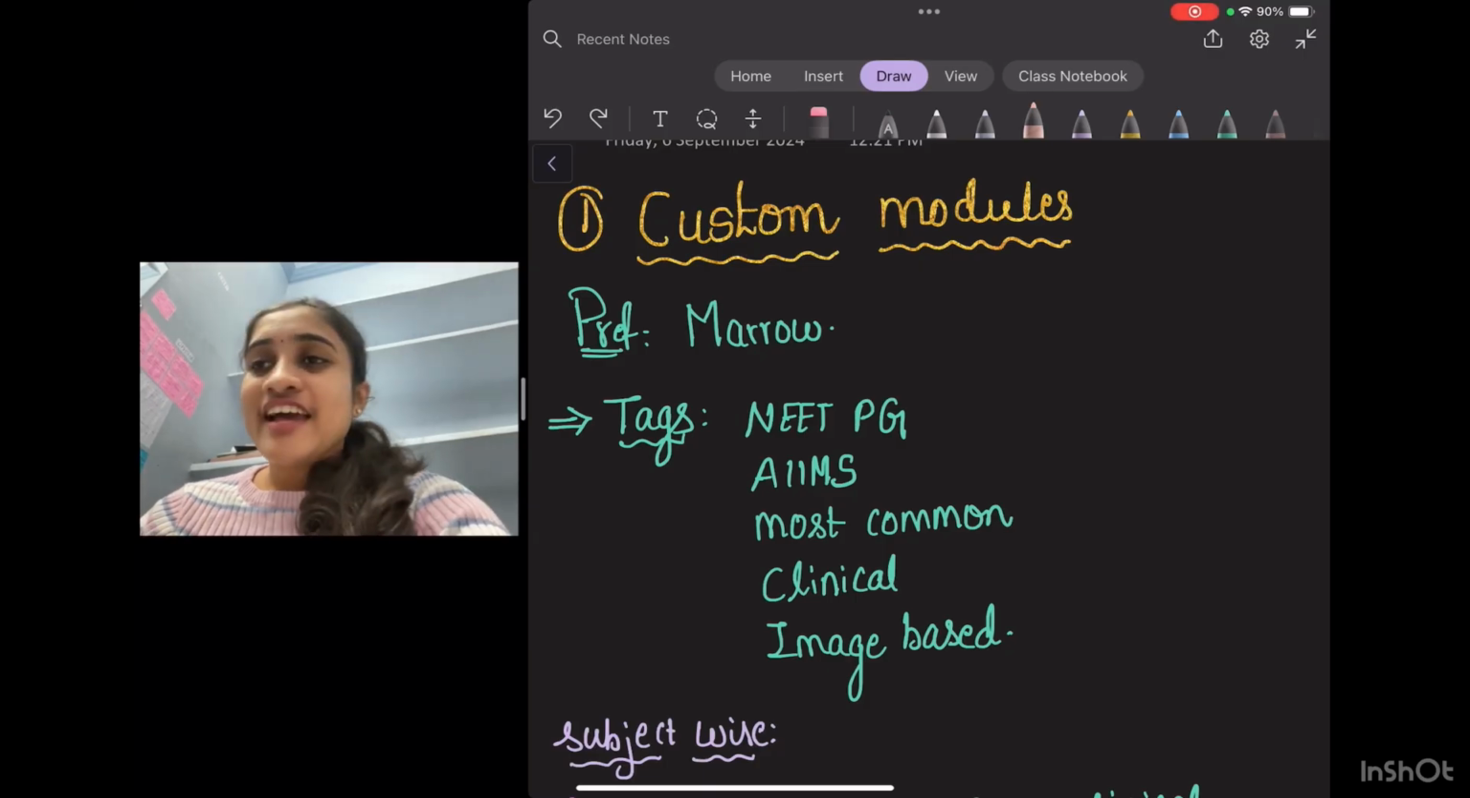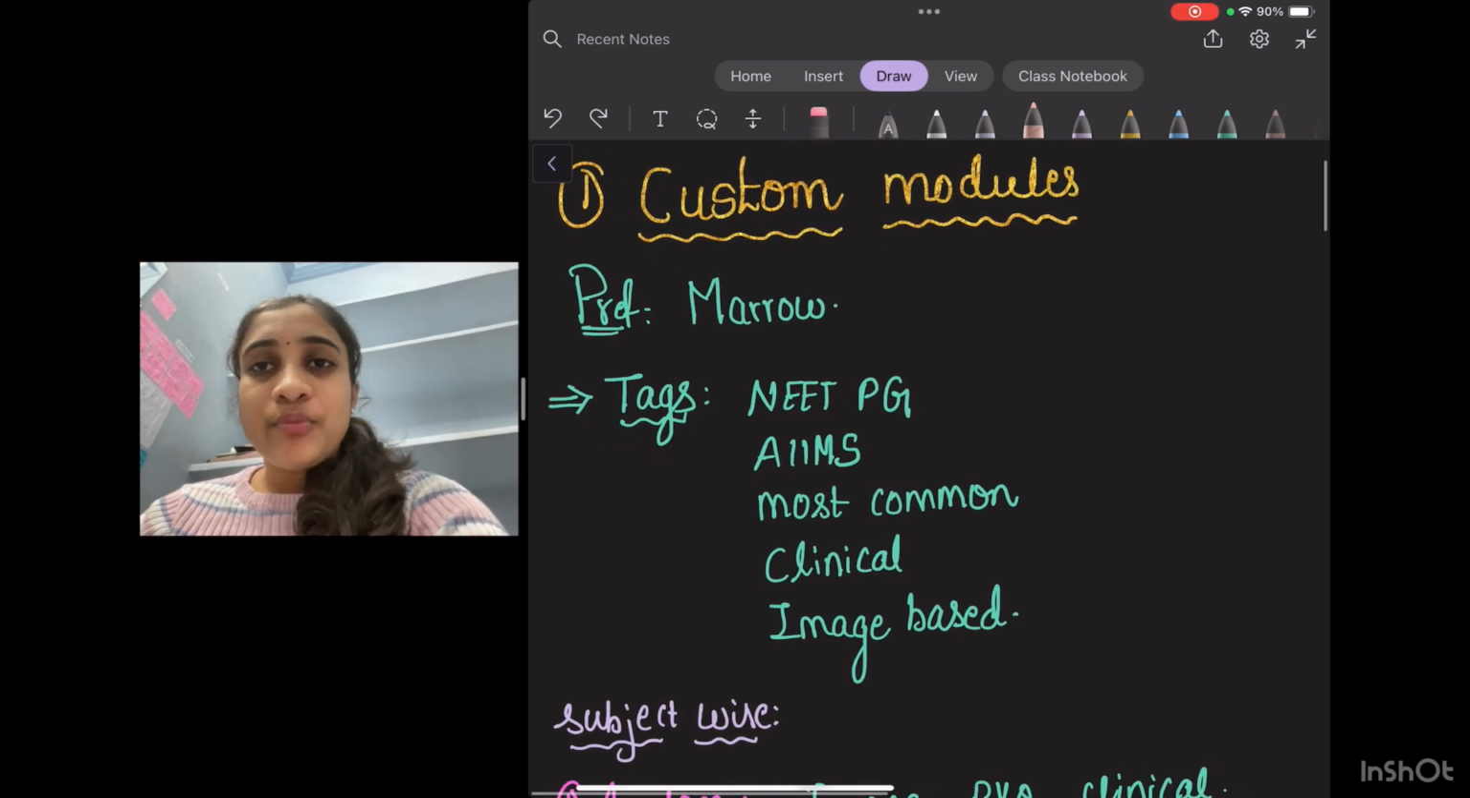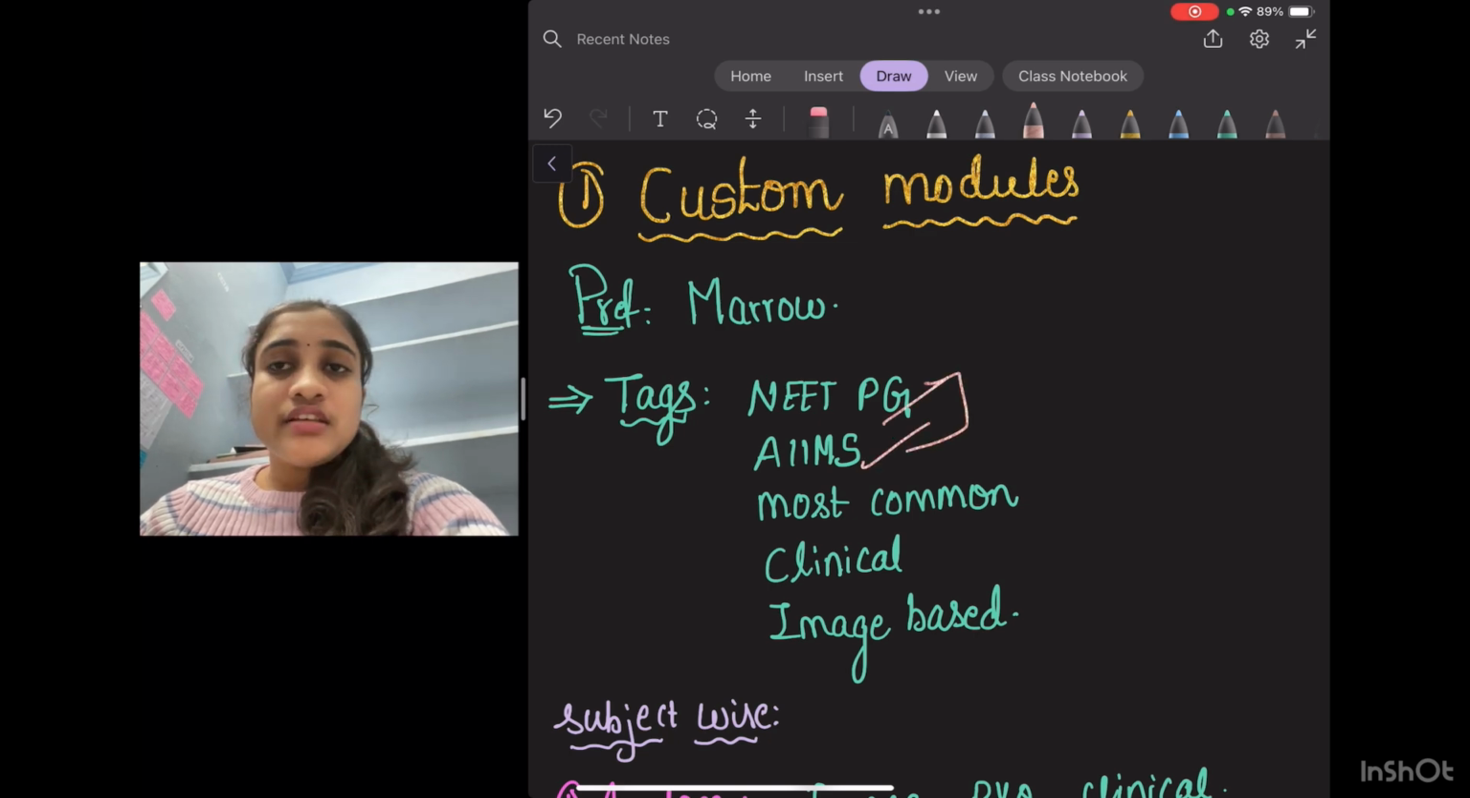Hi guys, I'm here to tell you how to utilize custom modules in a better way. Custom modules are very important because combining the different subjects in a particular manner can help you integrate all those. MCQs also you can solve by adding tags like NEET-PG, AIIMS, and by this you can solve previous year questions. Most common is very less asked, but still most common is very important.